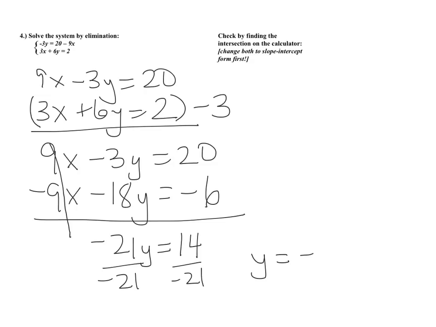14 and 21 are both divisible by 3, or by 7, sorry. So I'm going to divide by 7. So 14 divided by 7 is 2. 21 divided by 7 is 3. So I get that y is equal to -2/3.